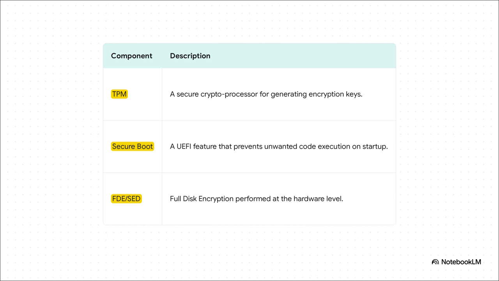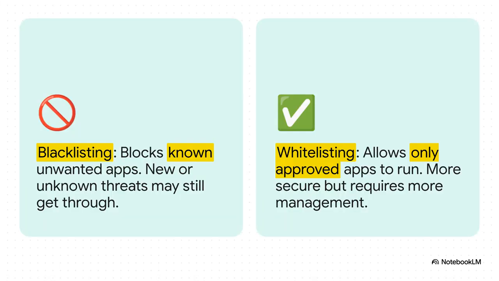Okay, so what about controlling the software that can run inside our fortress? You've got two main strategies here. There's blacklisting, where you keep a list of known bad guys and block them at the door. It's quick, but what about a brand new threat you've never seen before? That's where whitelisting comes in. It's the opposite approach. It's like a super exclusive club. If your name's not on the list, you're not getting in. It's way more secure, but as you can imagine, it takes a lot more work to manage that approved list.